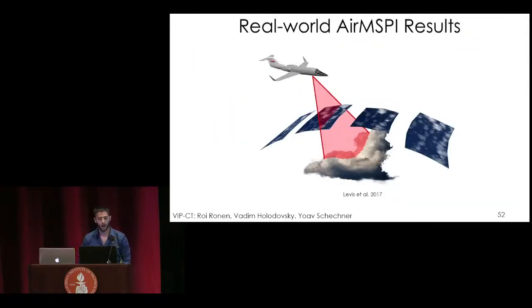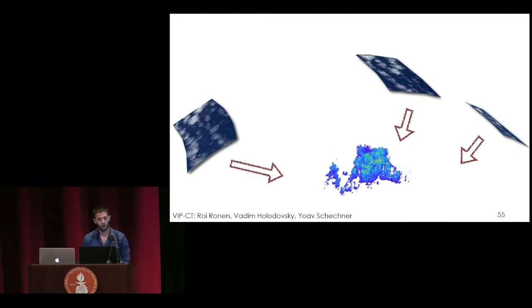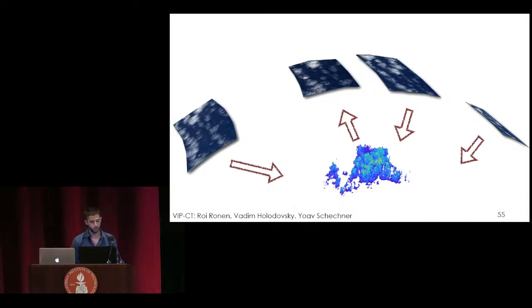Finally, we demonstrate our solution on real-world data acquired by JPL's AirMSPI, which has 9 viewing angles. VIPCT is the first learning-based cloud tomography approach to operate on raw real data. The experiment has no ground truth. Hence, we assess recovery using cross-validation. We exclude a single image from the recovery process. Thus, tomography uses 8 out of 9 raw views. Then, we render the recovered cloud to generate the missing view.